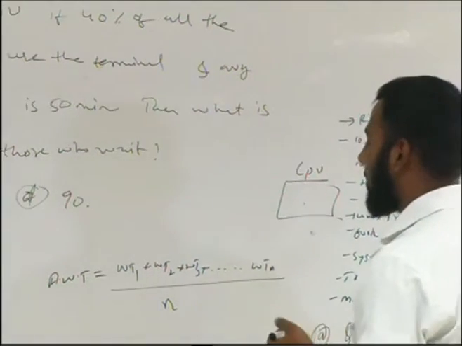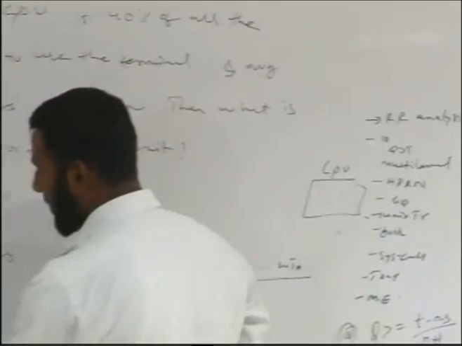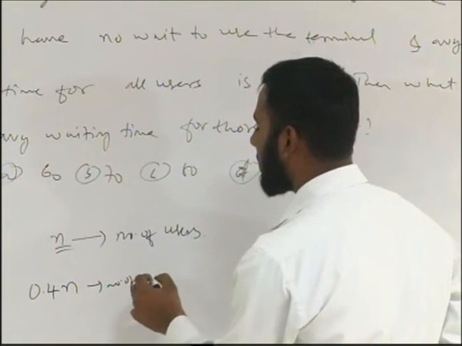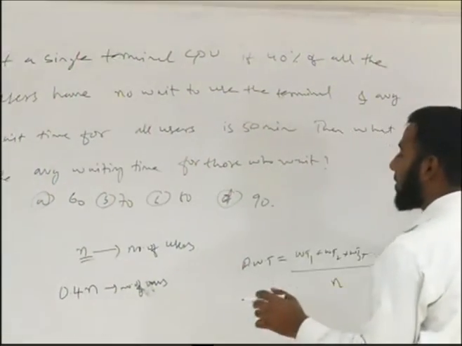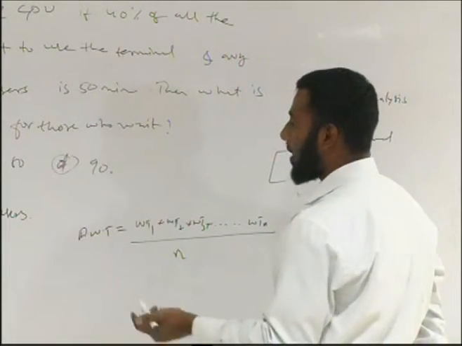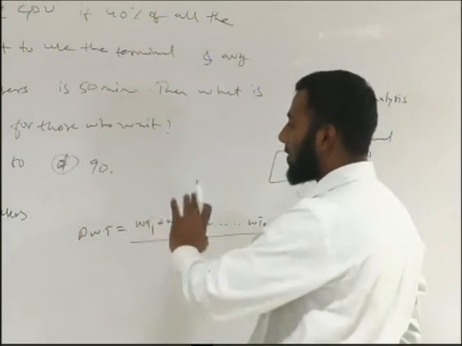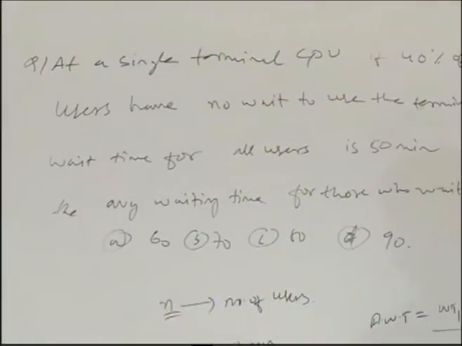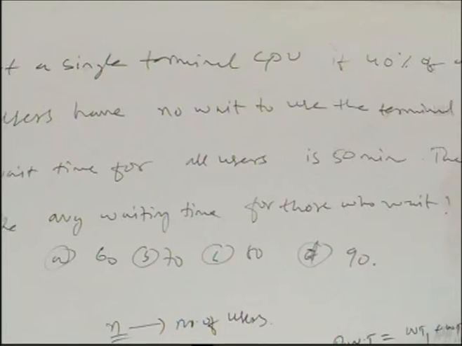Now it has been given that 40% of the processes out of n, meaning 0.4 n number of processes or users, should not wait. They don't have to wait for accessing a terminal, and the remaining 60% of them have to wait some amount of time. But together, with this 40% and 60%, the total average waiting time has come up to 50 minutes. It means this 50 minutes has been taken by all of these.